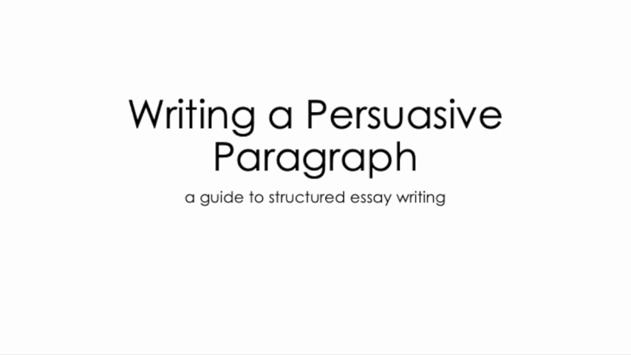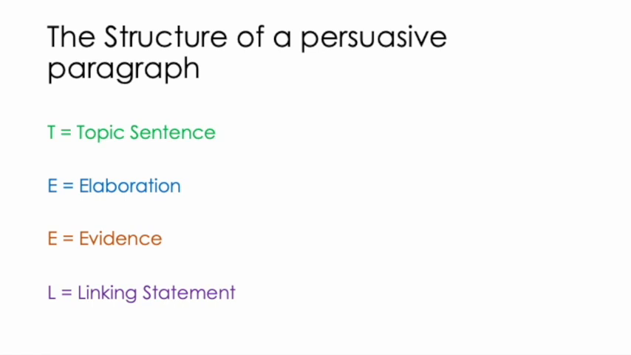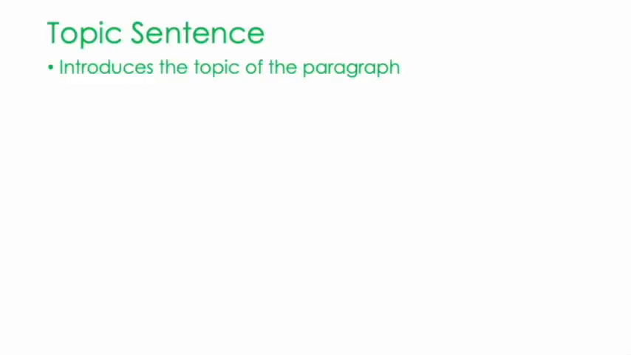In this video, we are talking about how to write a persuasive paragraph. We're using a structure called TEAL, which stands for topic sentence, elaboration, evidence, and linking statement. It's not the only type of paragraph structure that's out there, but it's a consistent and reliable way to make sure you get your point across. We're going to start by looking at the topic sentence.